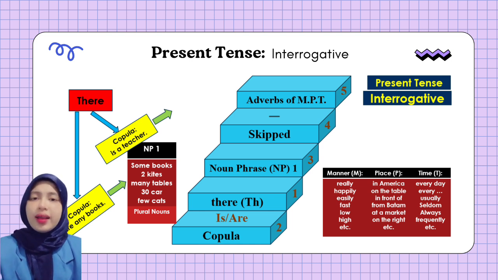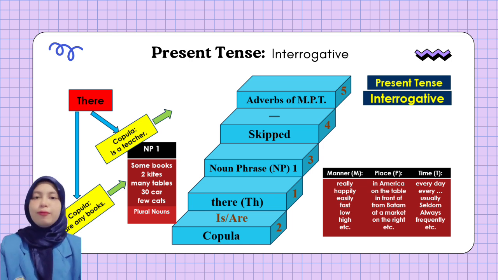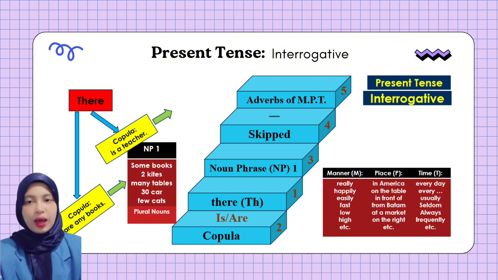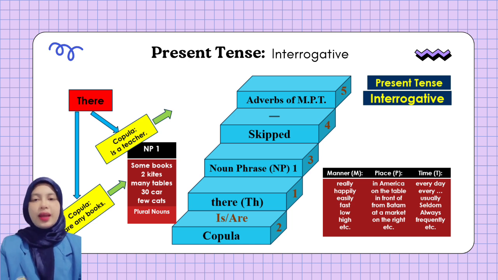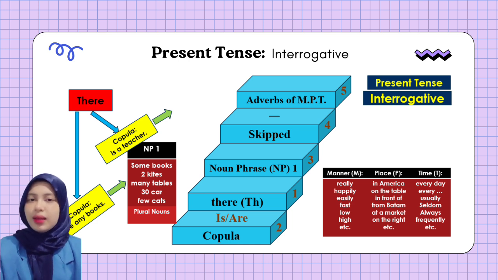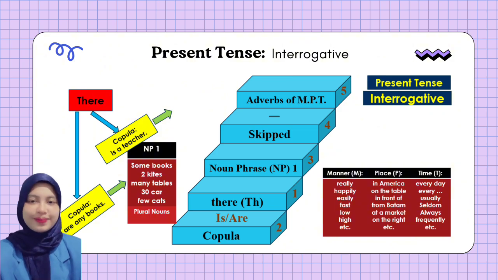So, to ask a question, you simply invert the order of the copula and "there," making it "is" or "are" plus "there" plus noun phrase 1, and then you can add your adverbs. For example, "Is there a teacher?" or "Are there any books on the table?"